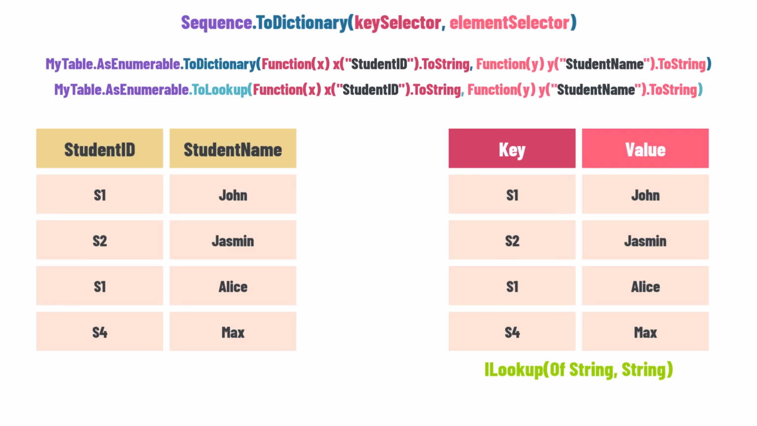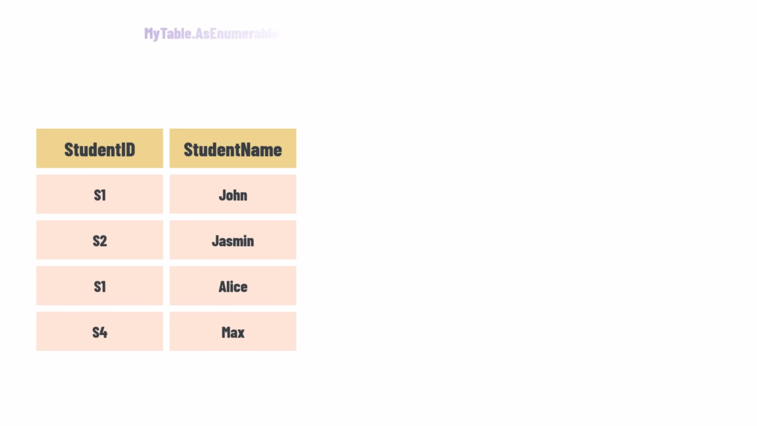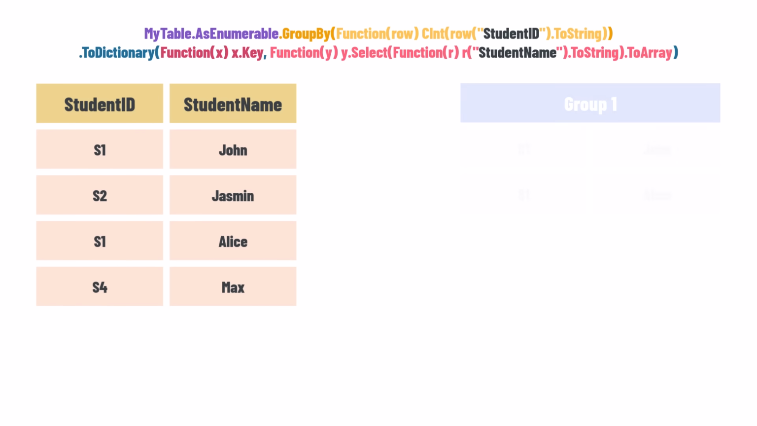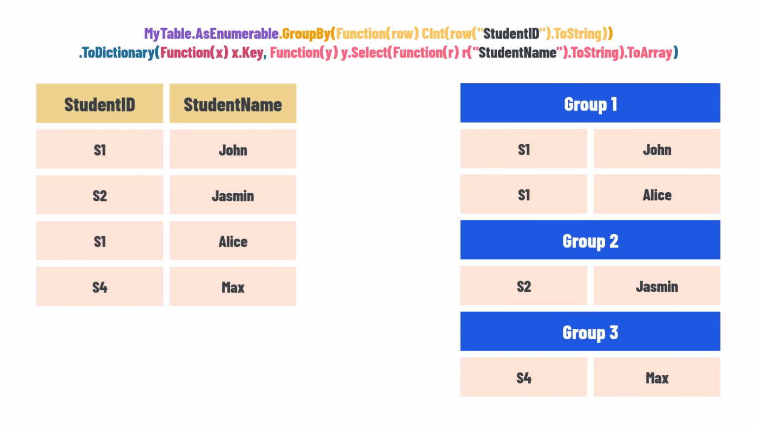The second way to avoid the argument exception is to group by the key, and aggregate the values. For example, the following query. Here I used the GroupBy method, to group the rows of the table by the key, the column student ID. Now the rows are grouped by the key. Each group contains all rows where the key is the same.